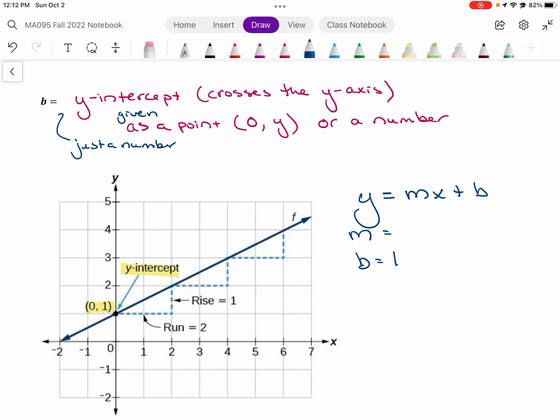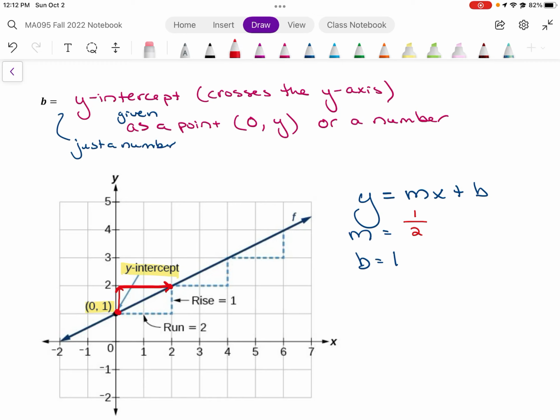So m is the slope, so I'm going to start at that point right there, and then I'm going to go find another point. Well, I see one right there. I could pick any of them, they're all going to work. So the rise is 1, and the run is 2, so 1 over 2.